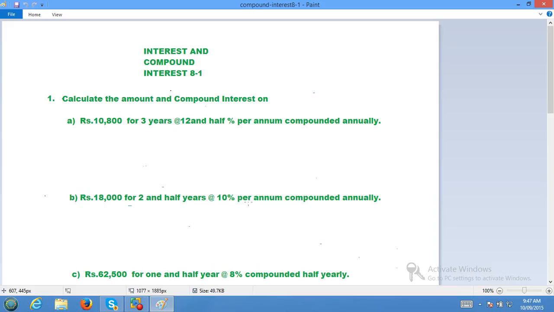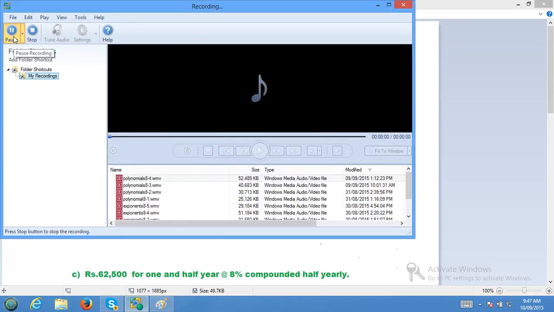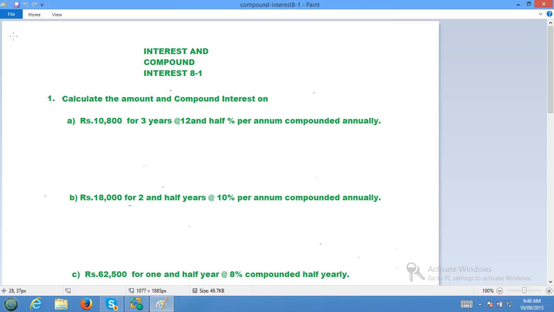The first problem is: calculate the amount and compound interest on 10,800 rupees for 3 years at 12.5% per annum compounded annually. So what is the formula? We'll use the formula.